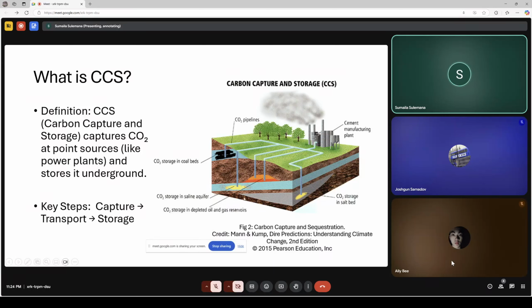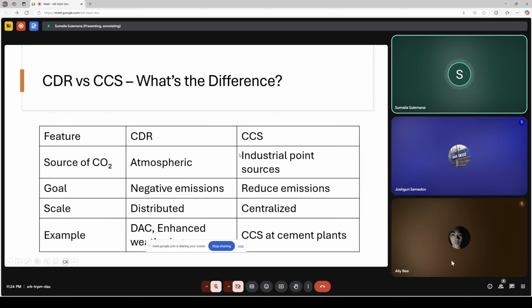So I would like to move on. So what are some of the differences? We've talked about the definition of CDR, which I mentioned is carbon dioxide removal, versus carbon capture storage. What are some of the differences? So I've done a bit of a summary here.